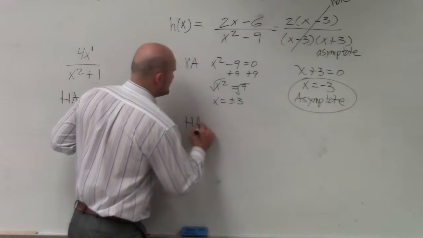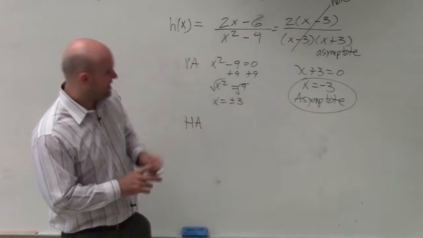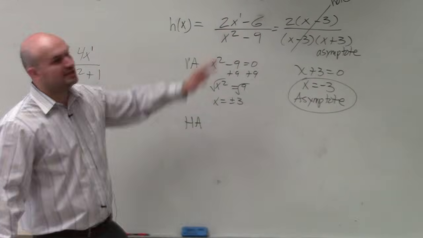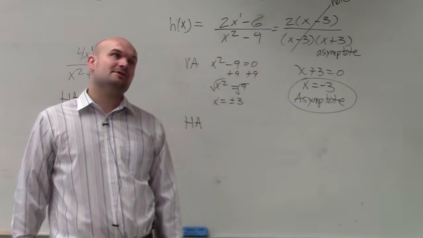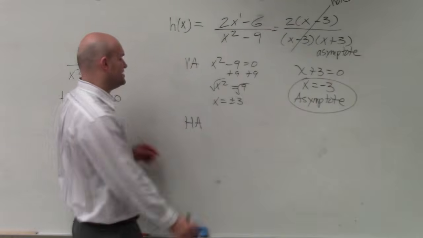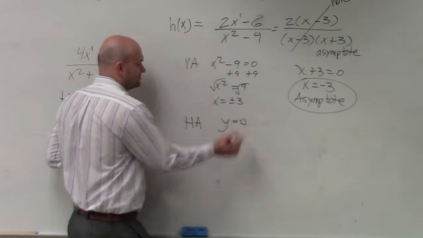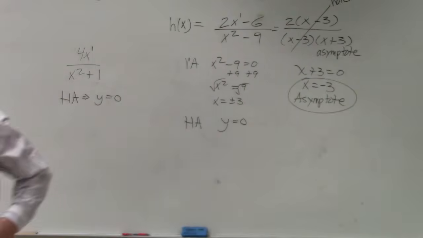For the horizontal asymptote, we have to use the test. So we look at the degree in the numerator, which is 1, and the degree in the denominator, which is 2. Whenever the degree in the denominator is larger than the degree in the numerator, you can say that the horizontal asymptote is y equals 0. Okay, and that's it. So just be careful when they're only asking for asymptotes.